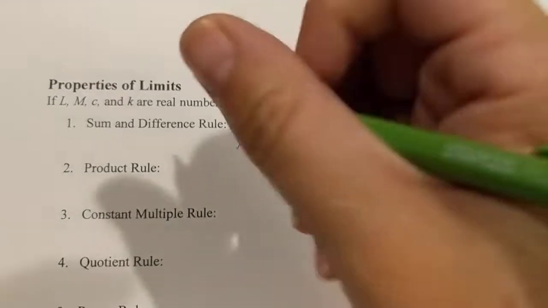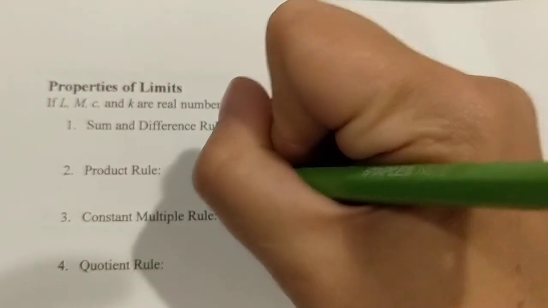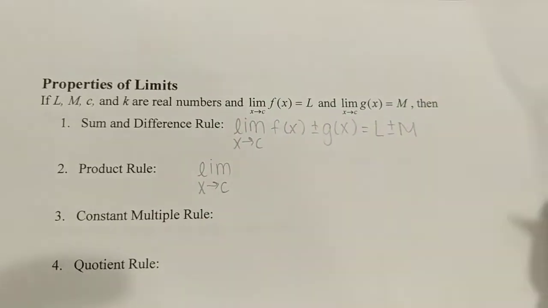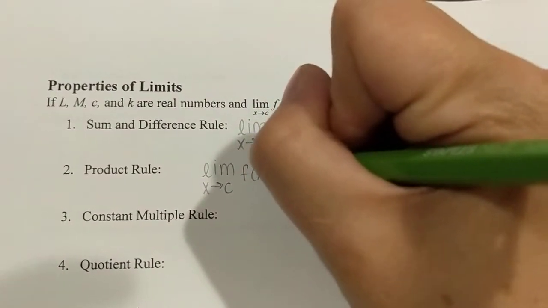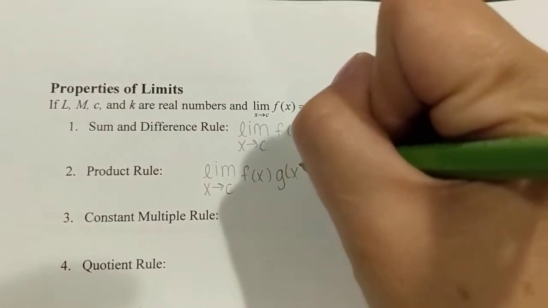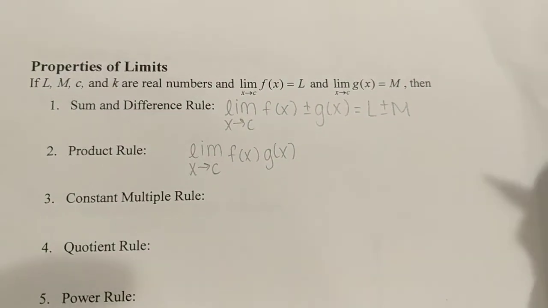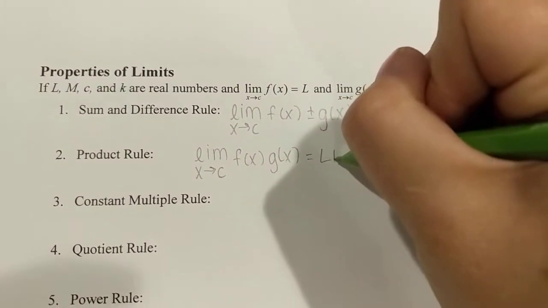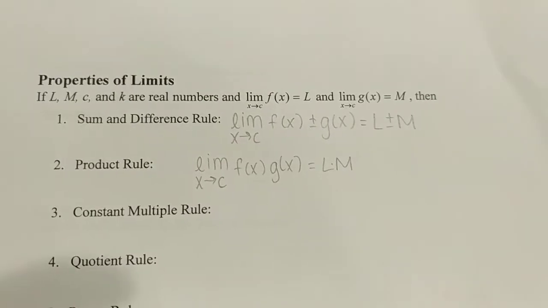The product rule is very similar, and it says if I wanted to do the limit as x approaches c of two functions being multiplied, so f of x times g of x, I can just find their limits individually and multiply those.